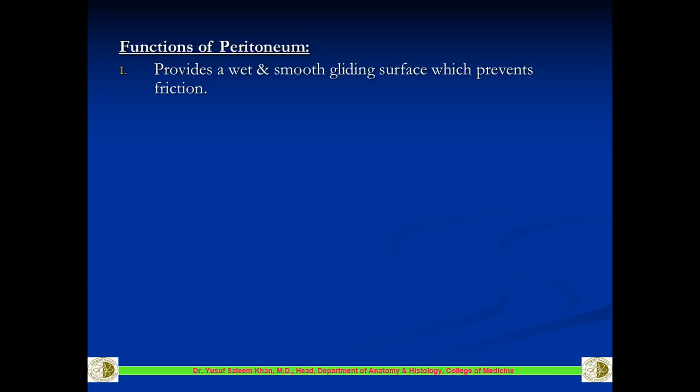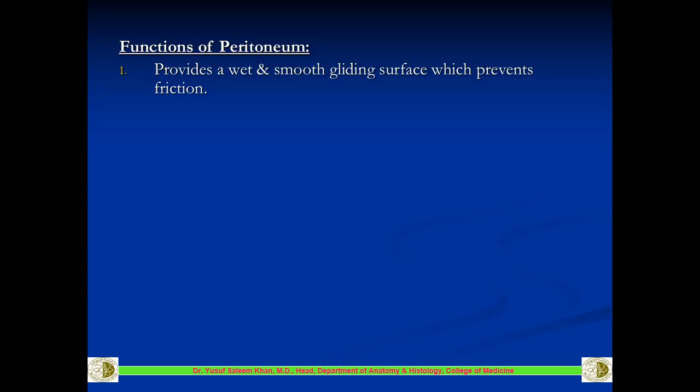Now what the peritoneum does is it covers all the organs with this thin, wet as well as smooth membrane, and whenever these organs come in contact with this smooth surface, they will have no friction. This prevents the inflammation between the organs whenever they are moving. So this provides a wet and smooth gliding surface which prevents friction between the organs whenever they move, either because of respiration or digestion or something else. Each organ in the abdomen is covered by a thin membrane of the peritoneum.